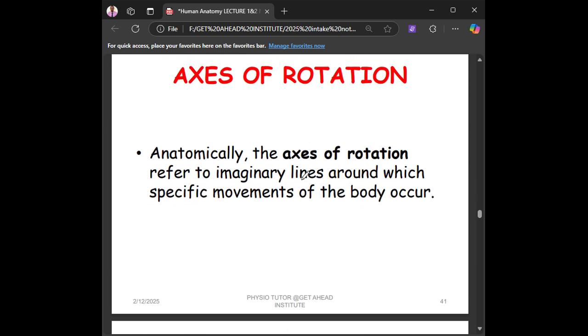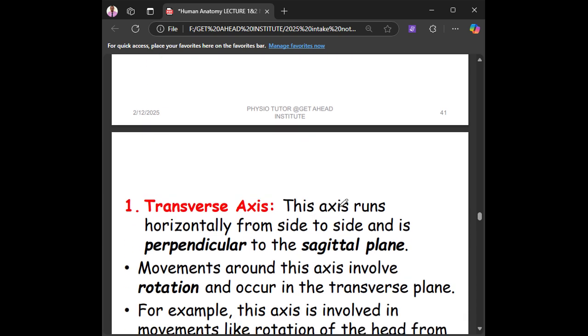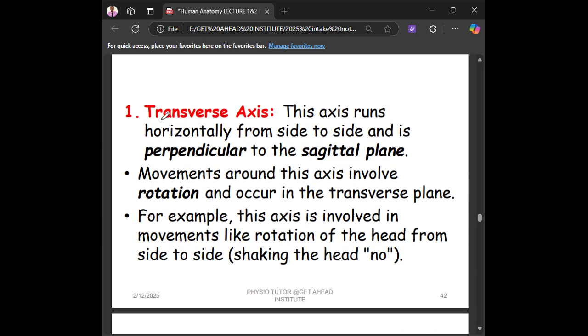Now let's talk about the axis of rotation. Anatomically, the axis of rotation refers to imaginary lines around which specific movements of the body can occur. Number one on the list, we have what we call the transverse axis.